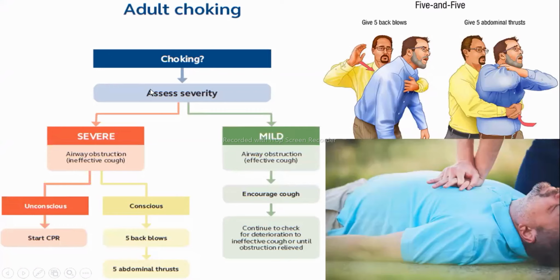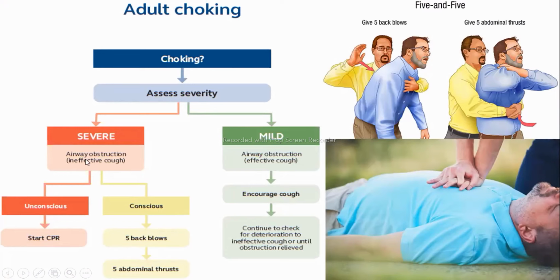So what about the treatment? Here, for choking, assess severity, as we said, mild or severe, according to the symptoms. If there is airway obstruction with an effective cough, whether adult or pediatric, you will encourage cough. Continue to check for deterioration to an ineffective cough or until the obstruction is relieved. At any time the patient can cough, so encourage cough, even for 1 hour. Is he coughing? Then continue coughing.